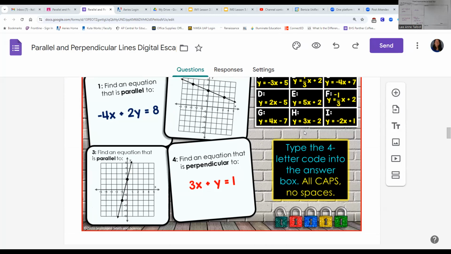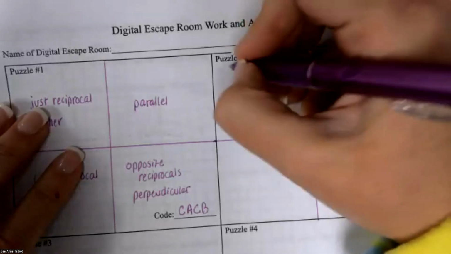All right, so we're going to do a couple things. So we're going to do this on the sheet and the graph paper. Negative 4x plus 2y equals 8.